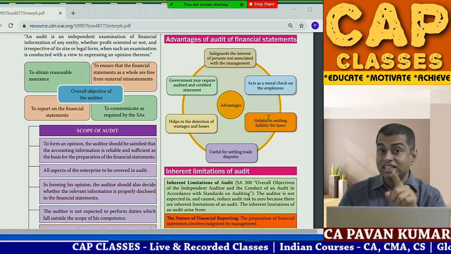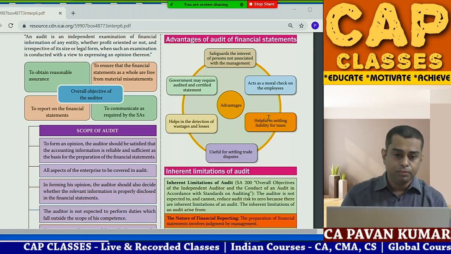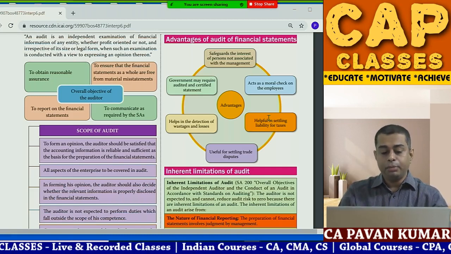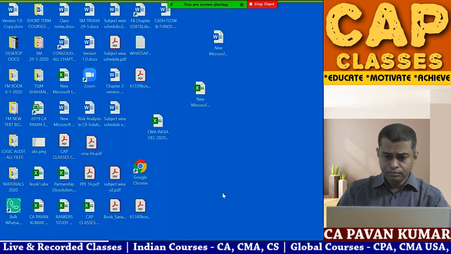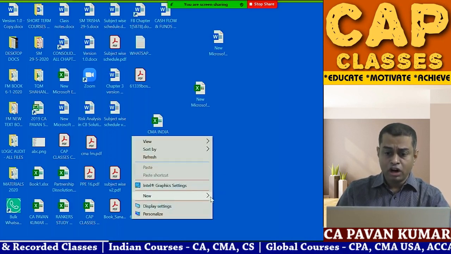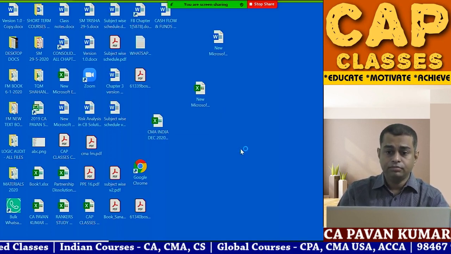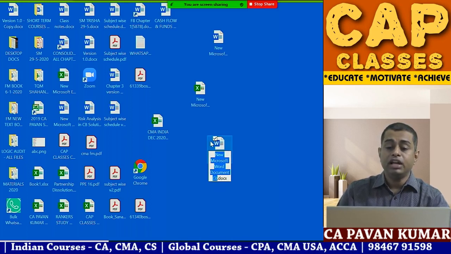Basics, point number 1. This is given in the latest RTP, November 2020 RTP. Write down: preparation of financial statements is not the responsibility of auditor.